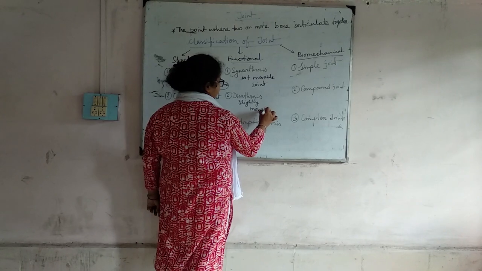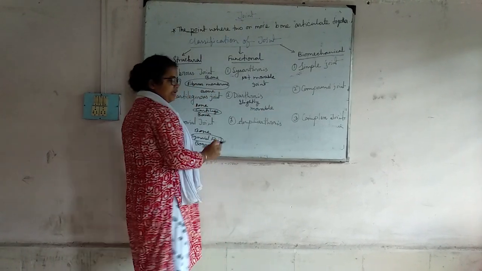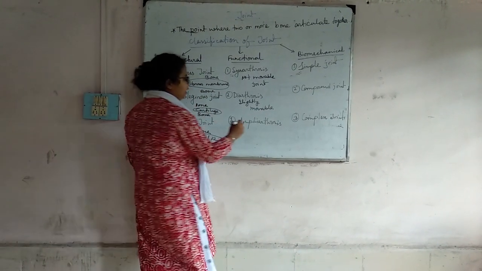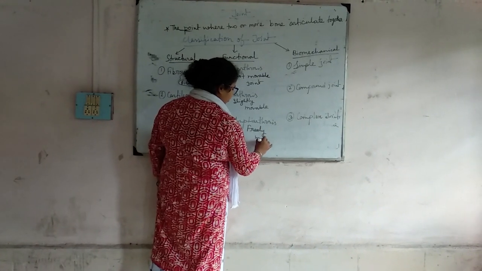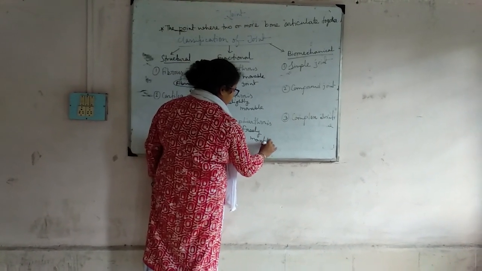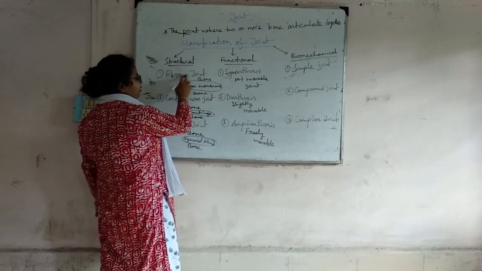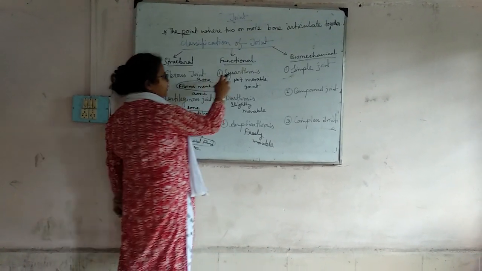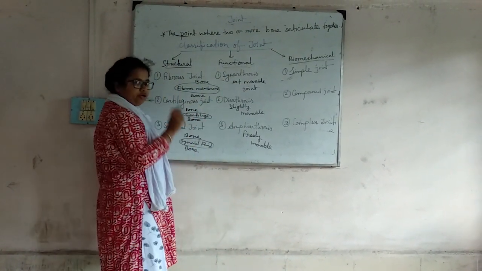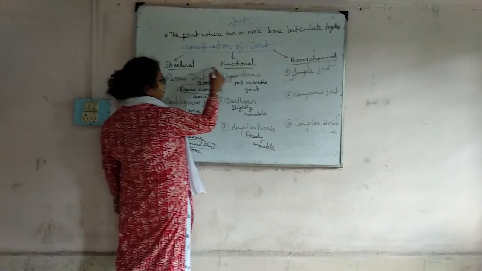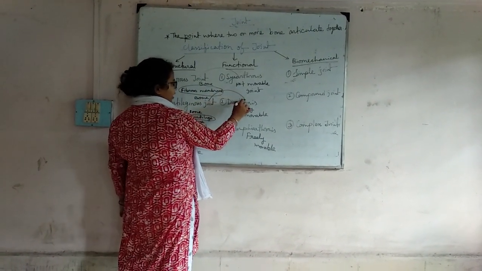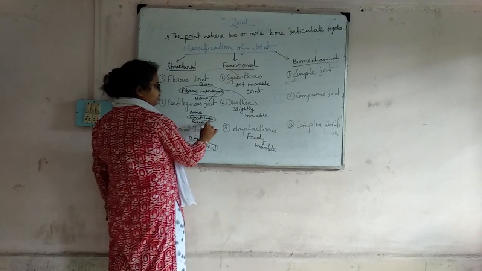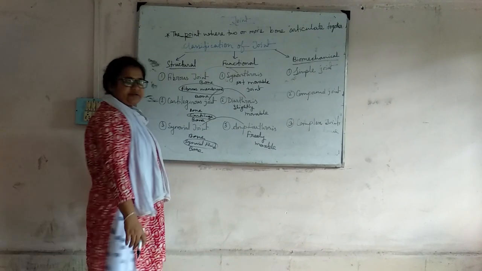And the next one is diarthrosis. Diarthrosis means freely movable. So, we can see the fibrous joint is not movable and the synarthrosis is also not movable. So, fibrous joint and synarthrosis are the same. And cartilaginous joint and amphiarthrosis are the same. Synovial joint and diarthrosis are the same.